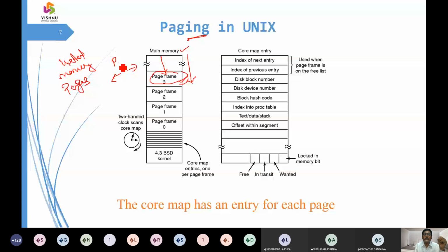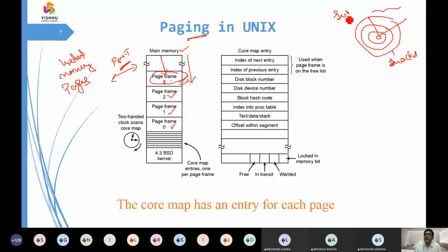We are mapping this page. You can see page frames 0, 1 and 2, etc. And then we have disk blocks here. When you study computer organization, you have to learn this. This part we call tracks, and parts of this we call sectors. Each sector is going to have some memory blocks.